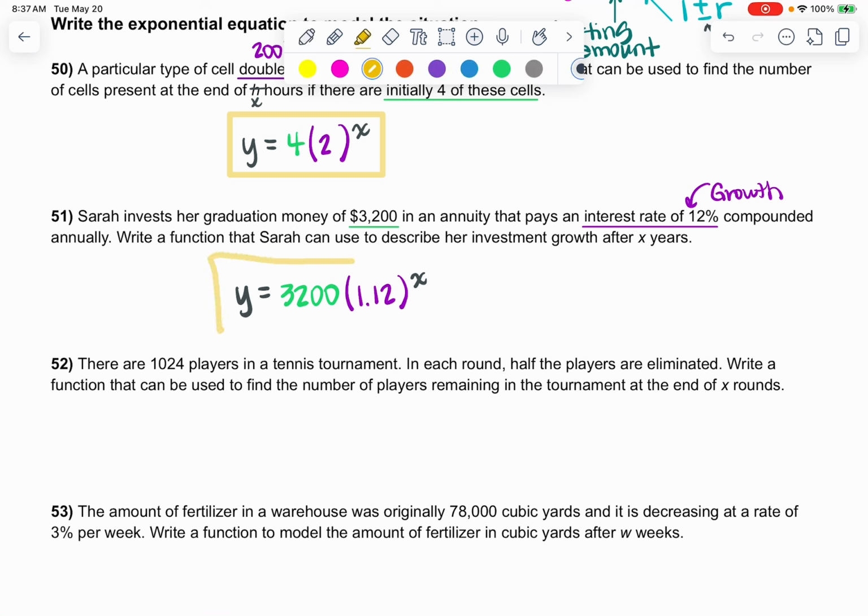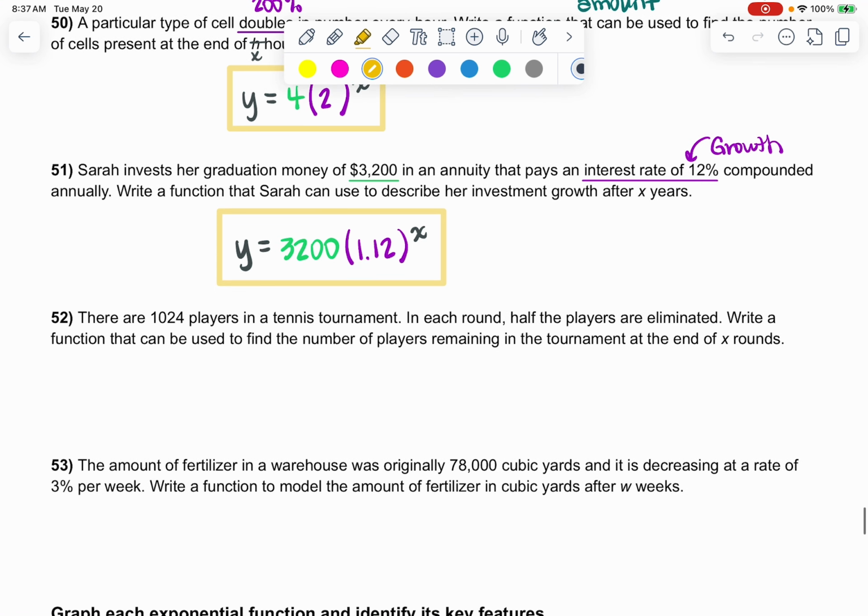To show that she's getting 112% growth on her money because she's keeping the original $3,200 obviously the whole time, right? And that's the 100% plus the 12 more. All right, let me go back here.